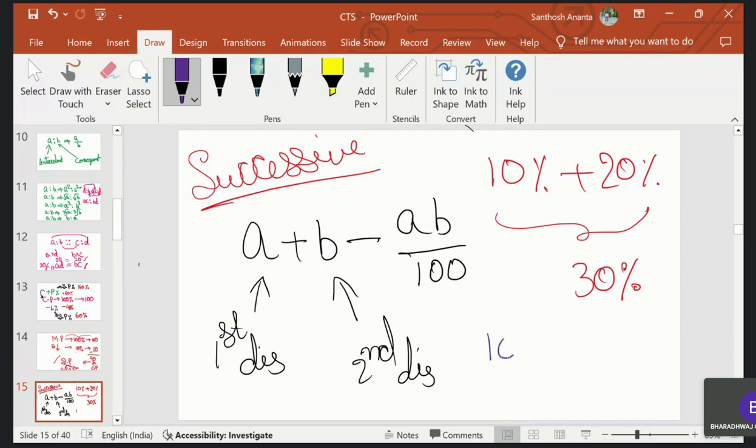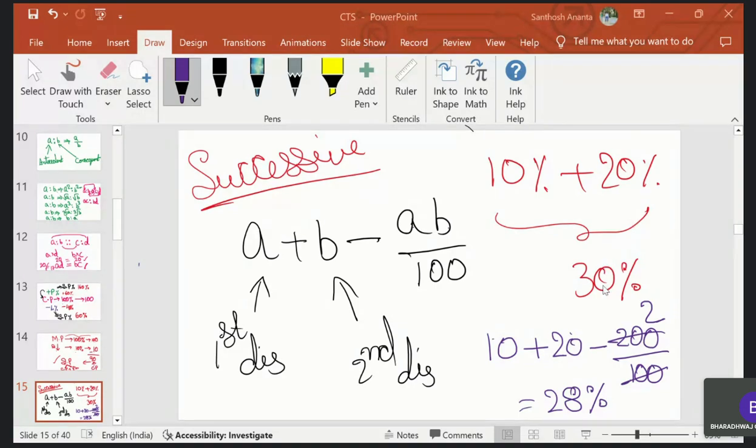The first discount is 10 plus the second discount is 20, minus A into B, 10 into 20, that is 200. 200 by 100 is 2. 10 plus 20 is 30, 30 minus 2 is 28 percent. The overall discount is only 28 percent. Clear? Successive discounts. Any doubts in this?